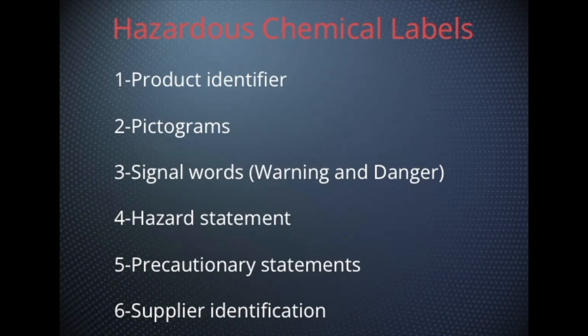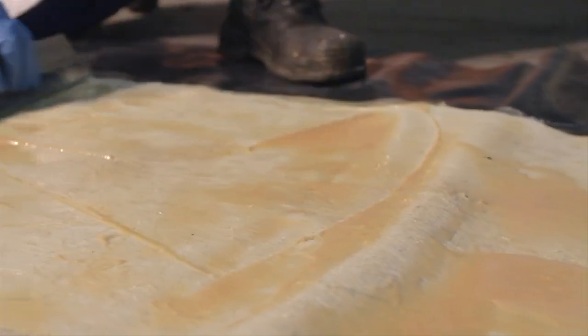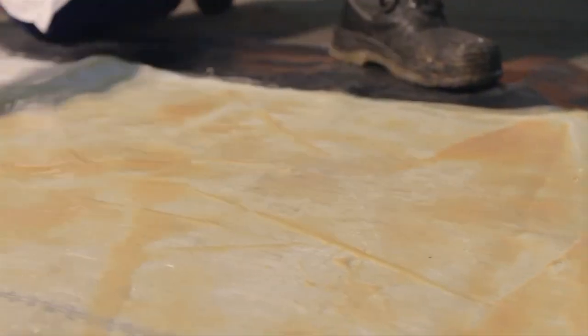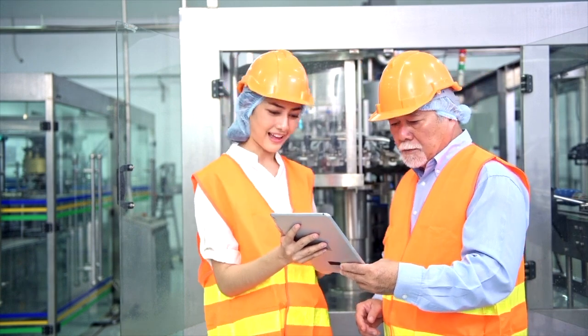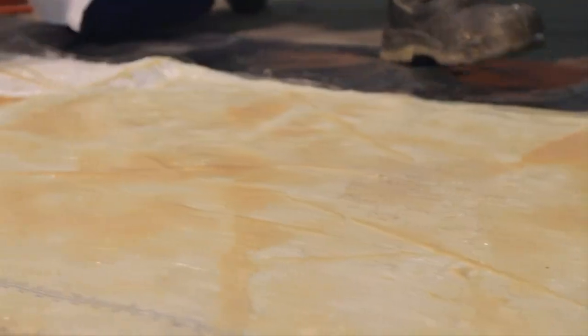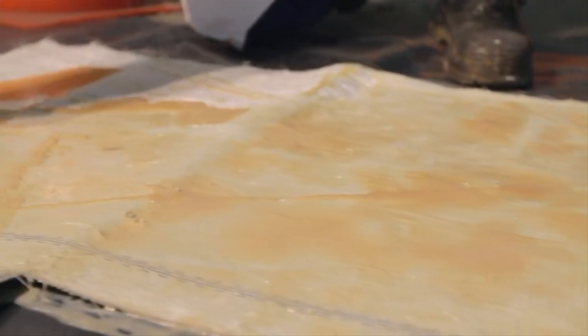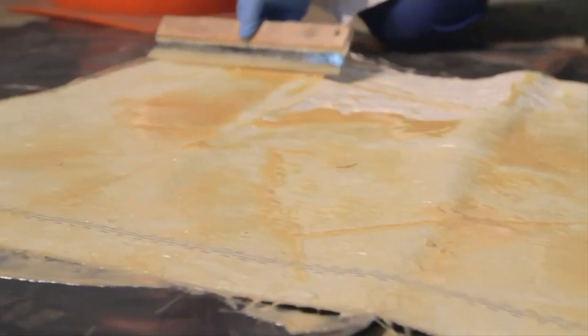Precautionary statements. These are recommended safety measures to prevent or minimize harm, including what types of personal protective equipment to wear. And supplier identification, which shows the company's name, address, and telephone number. If you are unsure about the safe handling of a hazardous product, please see your lead hand or supervisor. A lead hand and supervisor are people that are in charge of all employees on the production floor and in the warehouse.